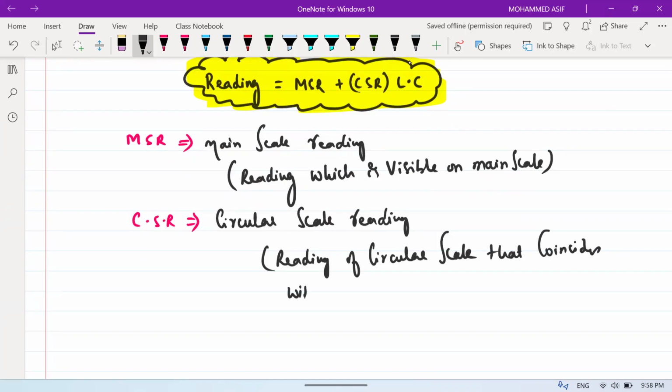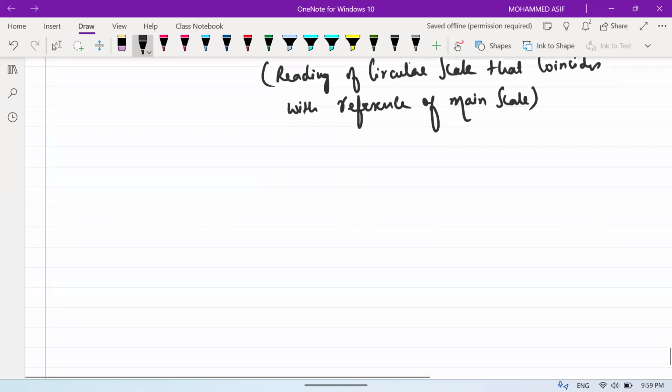with reference of main scale, with reference of your main scale. ठीक है, एक बार मैं आपको समझा देता हूँ डायग्राम के हिसाब से.